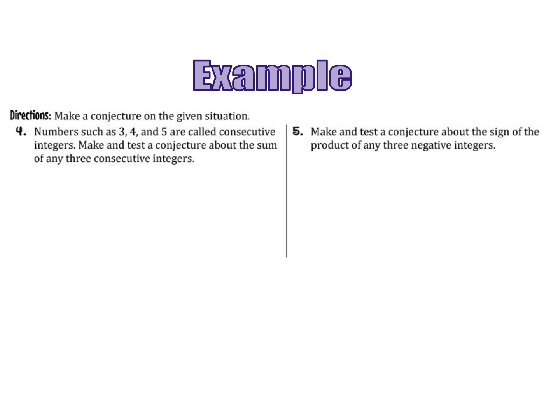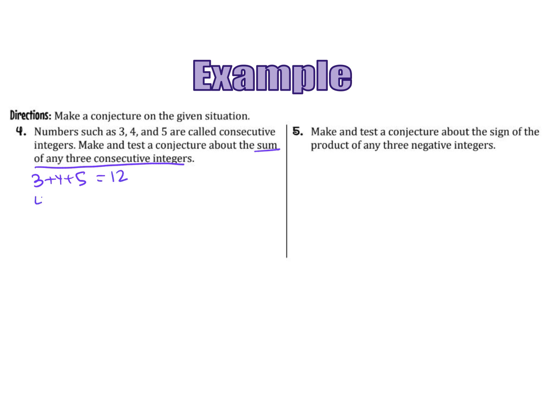So number 4 says numbers such as 3, 4, and 5 are called consecutive integers. Make and test a conjecture about the sum of any 3 consecutive integers. So let's start with the one that we were given. If we add 3, 4, and 5 together, we get 12.